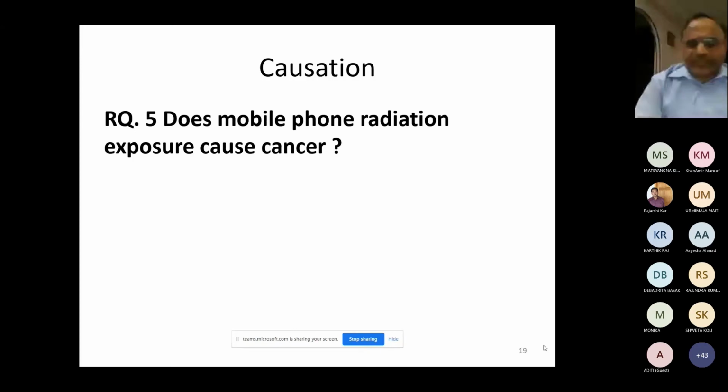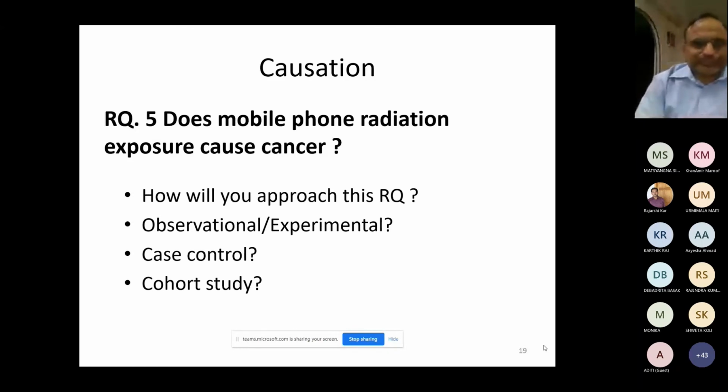Now coming to causation. Many times we have to see whether there is a cause-effect relationship between the two agents, between the two parameters. Suppose we want to know, our research question is, does mobile phone radiation exposure cause cancer? Mobile phone radiation के exposure से cancer होता है कि नहीं होता है? तो हम क्या कर सकते हैं इसके अंदर? What type of study will we do? Would we do an observational study? Would we do an experimental study? तो अब हम आते हैं कि होता क्या है.